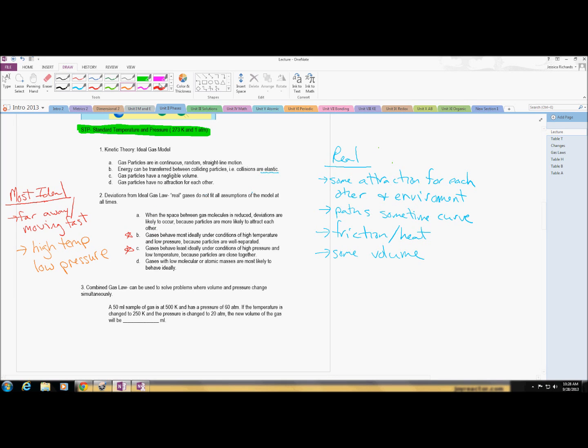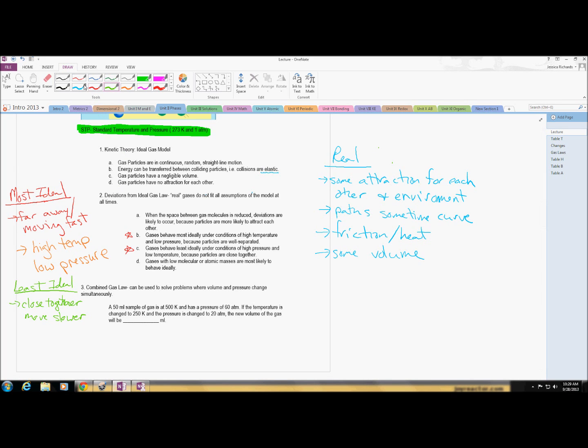Sometimes they want to know when particles are going to act least ideally. So if those are the conditions for most ideal, for least ideal, we want the opposite. We want them close together, and we want them moving slower. Closer together is going to let them clump up, be more attracted to each other. If they're moving slower, they're going to compress down. They'll be attracted to each other. They'll bump into each other more, and the gas particles themselves will start to account for more of the volume that the gas is taking up.